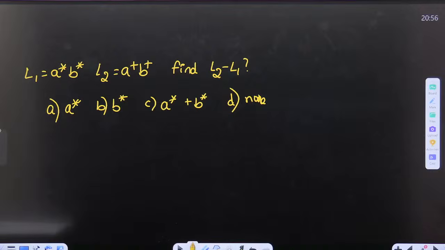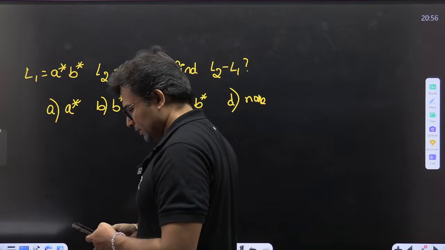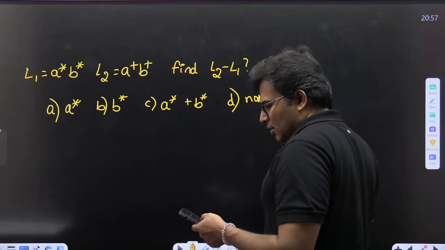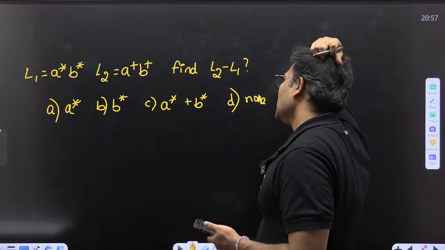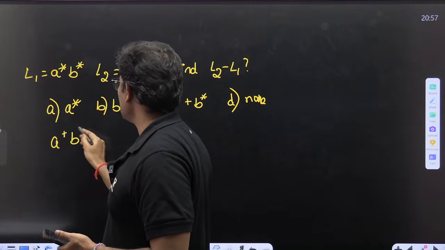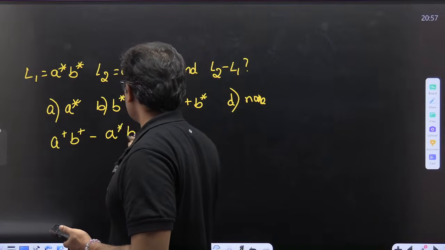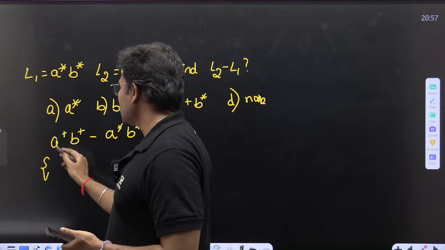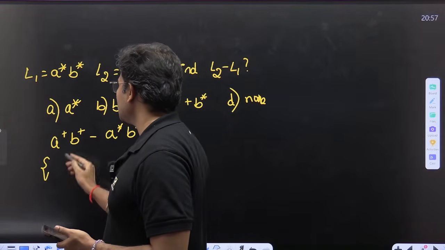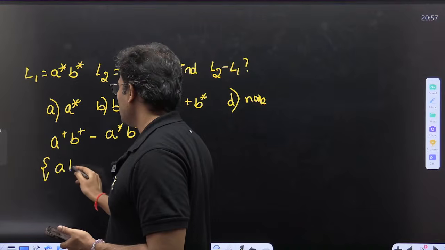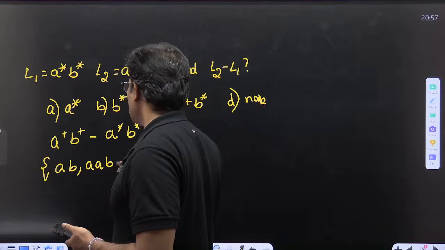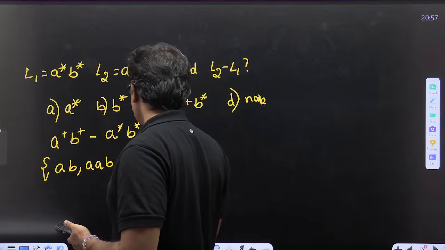Okay. So all of you are answering D. Very good. See, now just write down the L2 minus L1, right? So L2 minus L1 means A+B+ minus A*B*, okay? So here, what is the minimum string? I will get A or I will get B. I think the minimum string is AB here. The minimum string is AB or AAB or ABB, and so on, right?